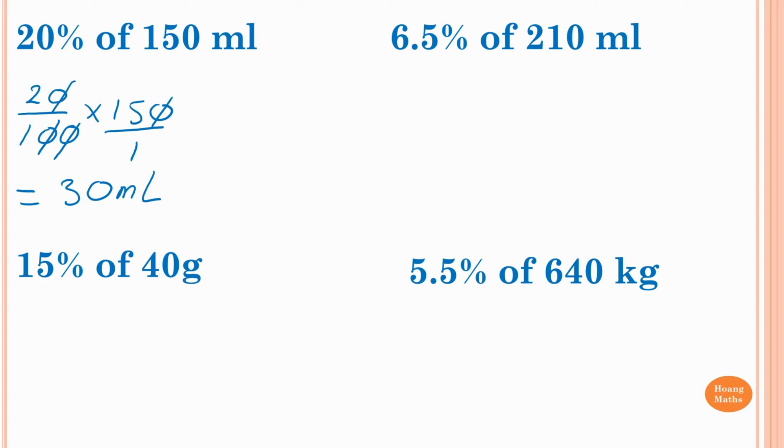15% of 40 grams. So 15% means 15 over 100. You times by 40 grams. So just times by 40 first. So what we can do, we can cancel this out. If you think about it, 40 is just like 40 over 1, same thing. So now 15 times 4: you double 15 is 30, you double again is 60. So 60 over 10, the answer is 6. So which is 6 grams.